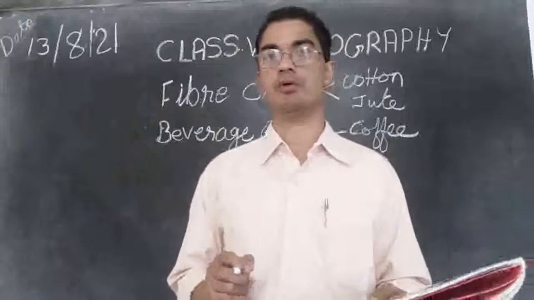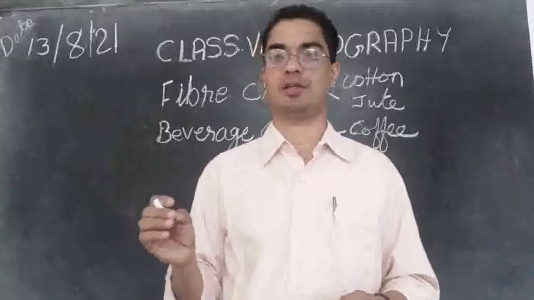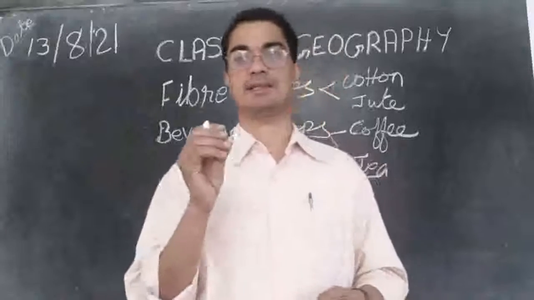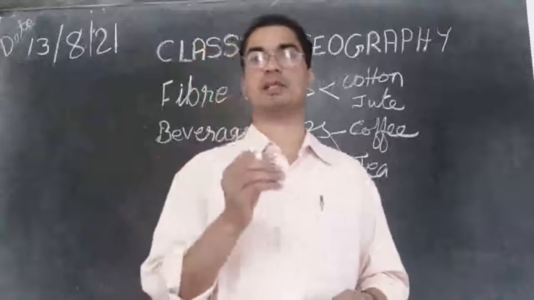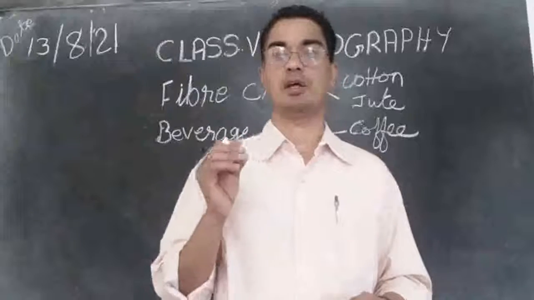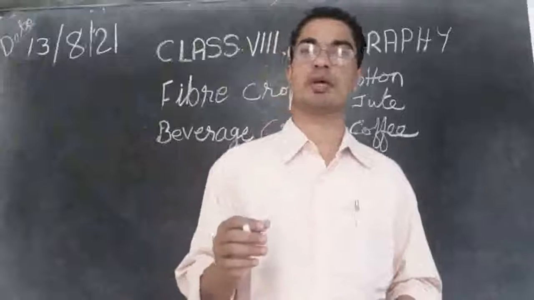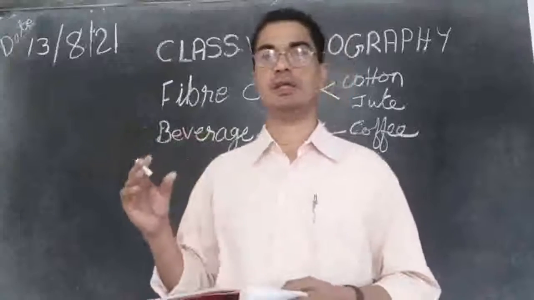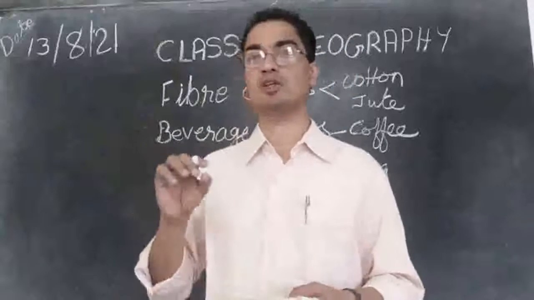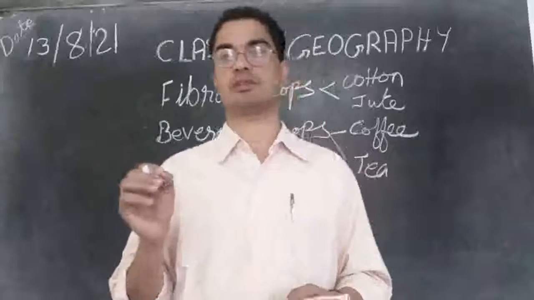So for tea, we are not using the seed or anything. For coffee, actually the seed is used. The seed is taken, dried properly and processed, powdered, and that is what we are using for making coffee. But in the case of tea, it is the leaves of the plant that are plucked, dried and processed.